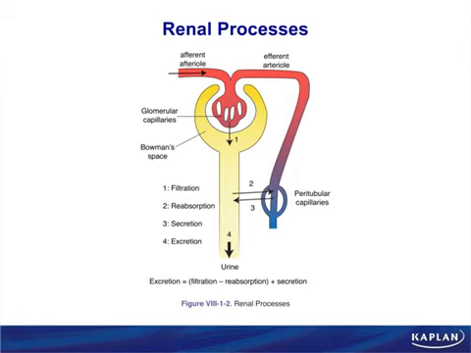If you have a substance that is filtered and secreted, that substance will have a very high excretion rate because the excretion rate will be equal to the filtered load plus the secretion rate, because there are 2 different processes that place that substance in the tubules and ultimately in the urine.